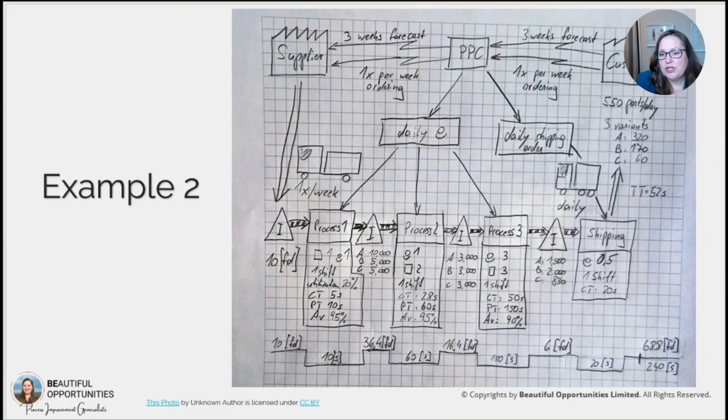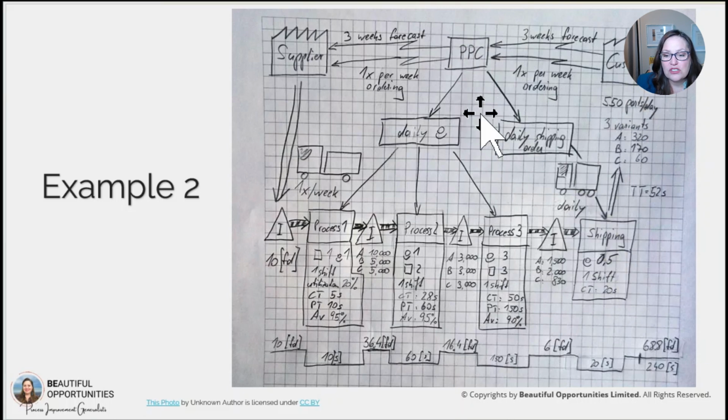So we have our customer. They give a 3 weeks forecast. It goes to the production control, and that 3 weeks forecast goes to our supplier with maybe one time per week. They have an order that goes to their supplier. That supplier then delivers the items one time a week. There's inventory here. We have process one, process two, process three, and then shipping back to that customer.